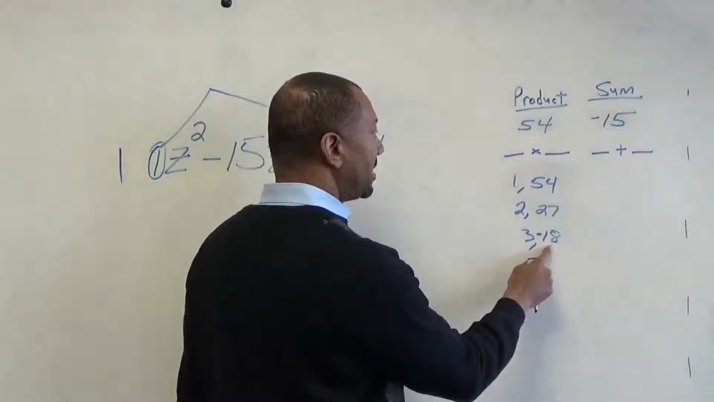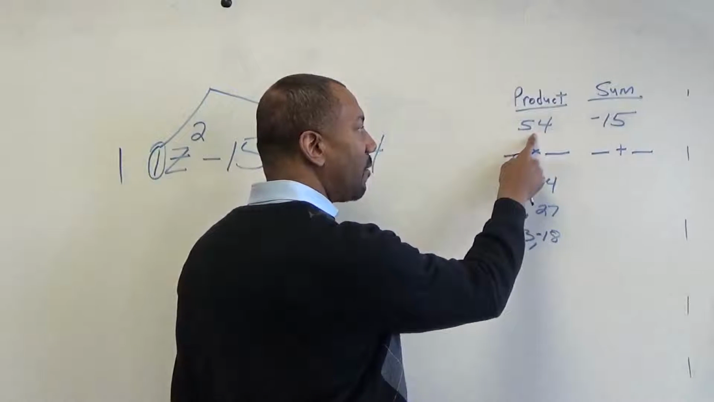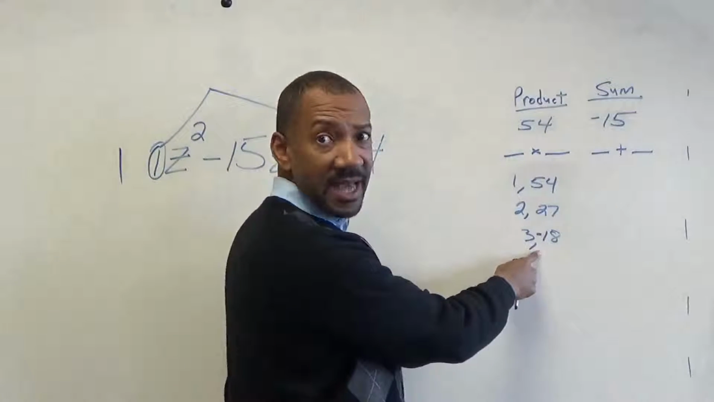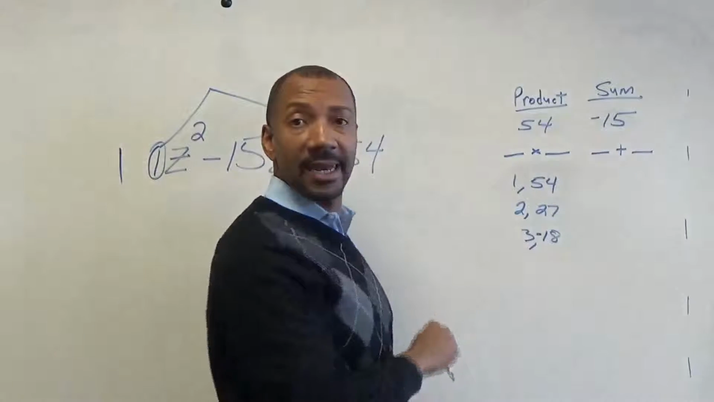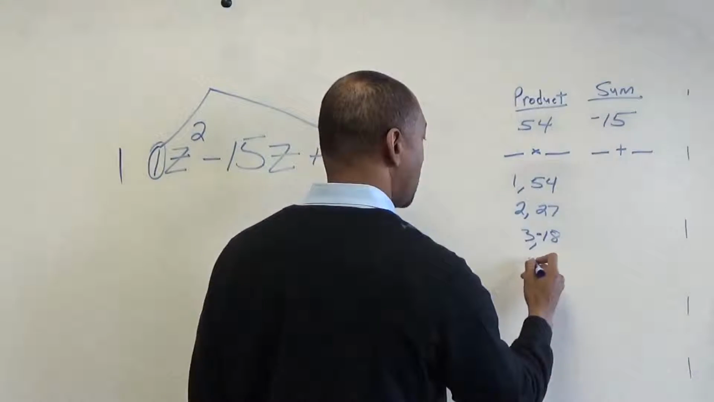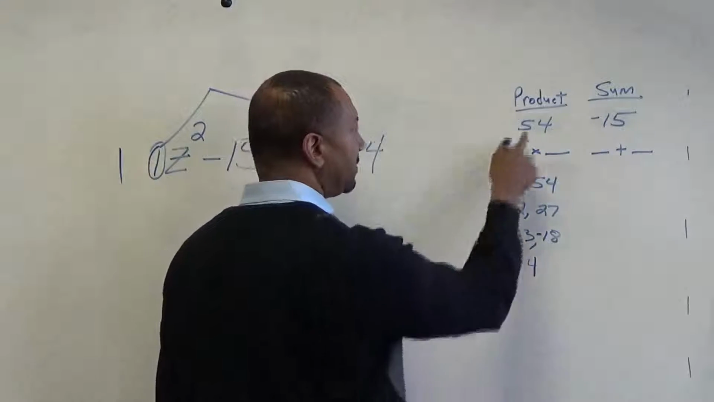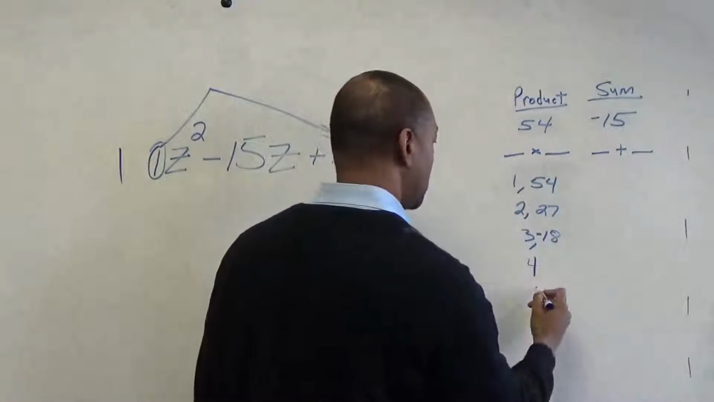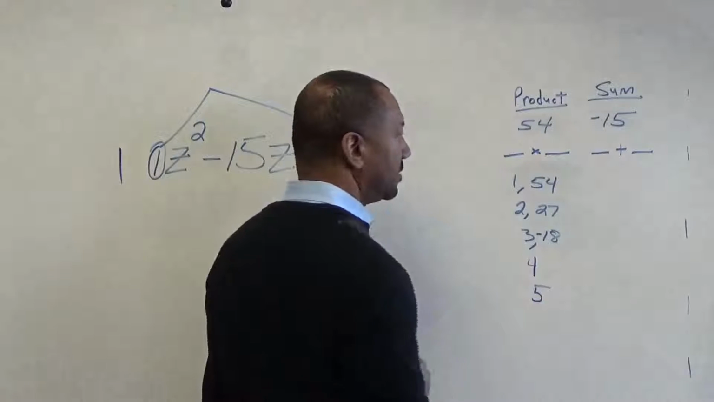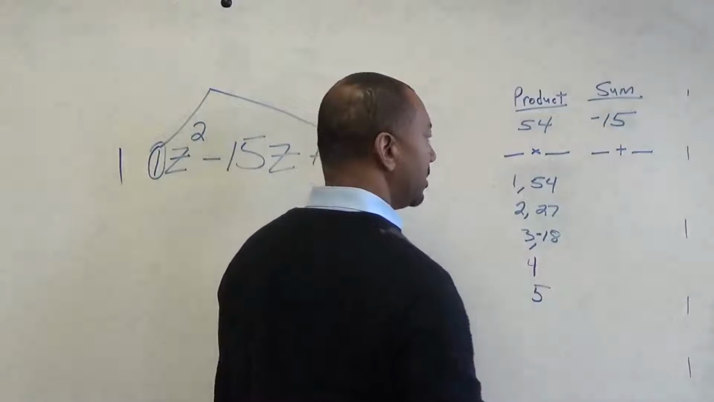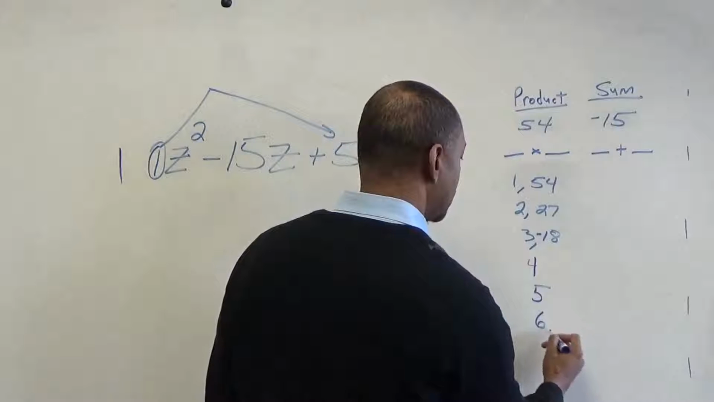3 times negative 18 will not give you a positive 54. So this is not going to work. Let's keep rolling. 4 cannot divide into 54 evenly, so let's go to 5. That won't work. But what about 6?